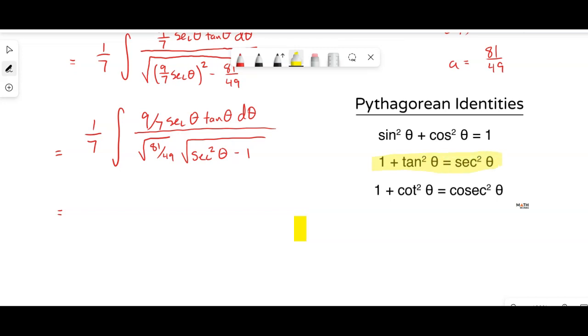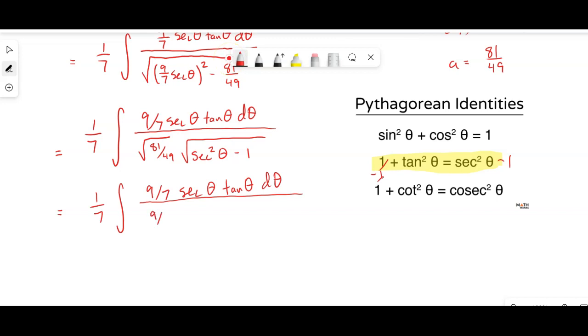Notice this one right here. I've got a tangent squared and a secant squared, and I have underneath the radical secant squared minus 1. Well, if I subtract 1 over, I end up with secant squared minus 1 is tangent squared. So this underneath the radical is just tangent squared. Right, 81/49 reduces to that same 9/7 we see in the numerator, and then the square root of tangent squared is just the absolute value of tangent.